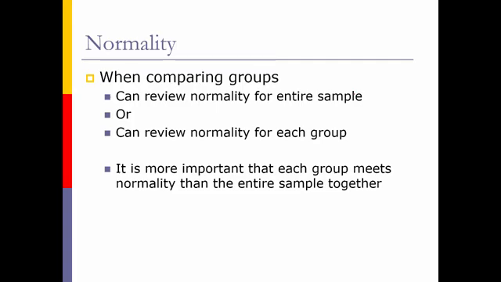Now if you want to compare groups, there are two ways you can do that. You can look at the entire sample together, or you can look at the normality for each group. If you look at the entire sample, it is very likely that you are not going to get normal data. But that doesn't matter, because if you're comparing groups with each other, it's more important that each group is normal and not the entire sample together.